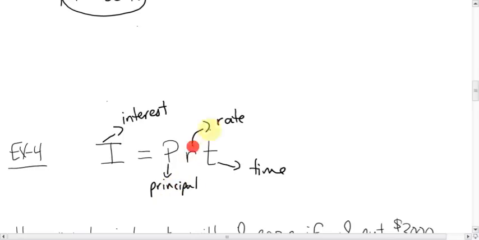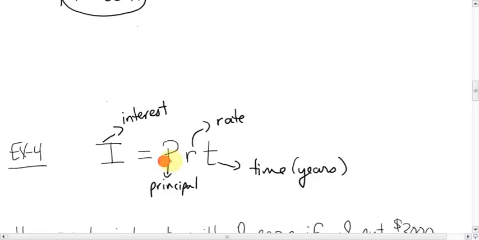The R is the rate or the percentage. And you need to convert the percent to a decimal. And the time is mostly in years. You should actually convert this to years. If it's given in months, you should change it into years. So 6 months would be 0.5 years, half a year, right? Okay, so there's the formula.